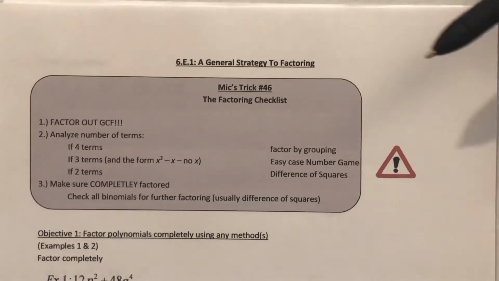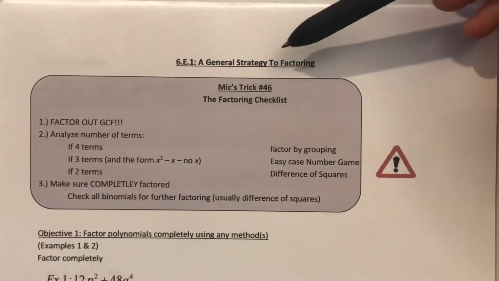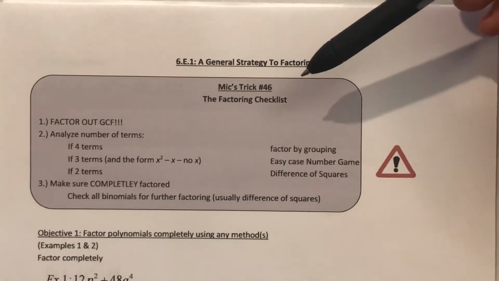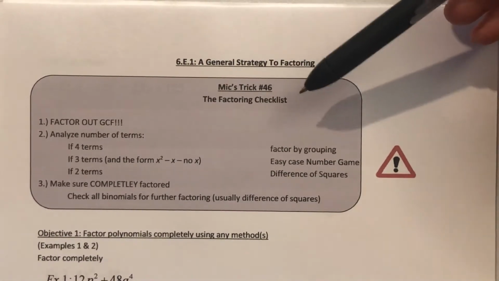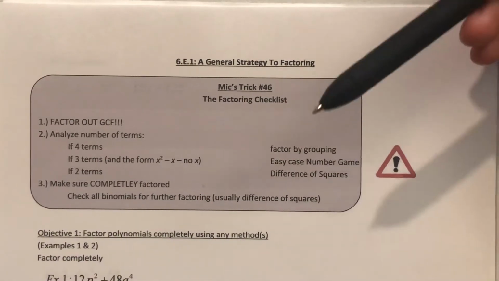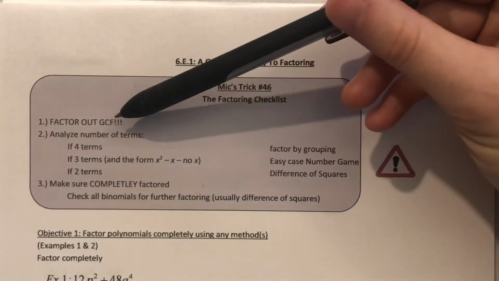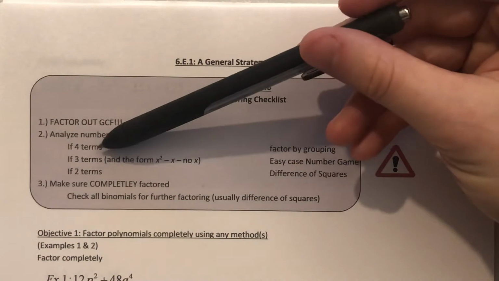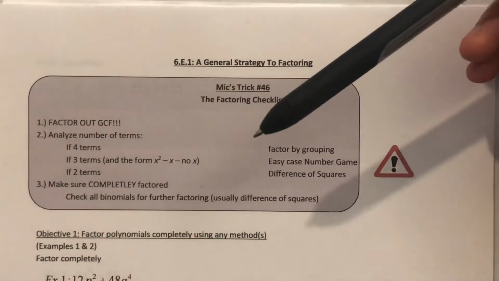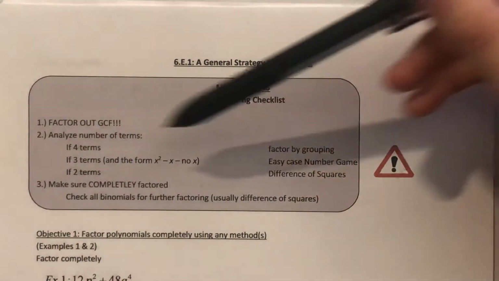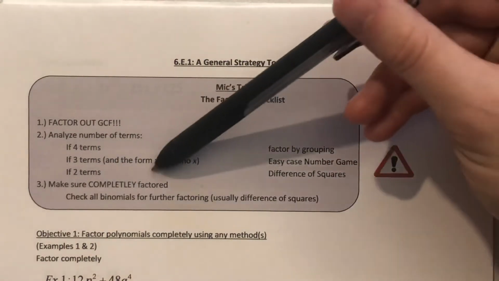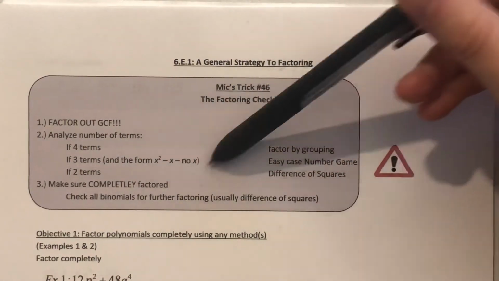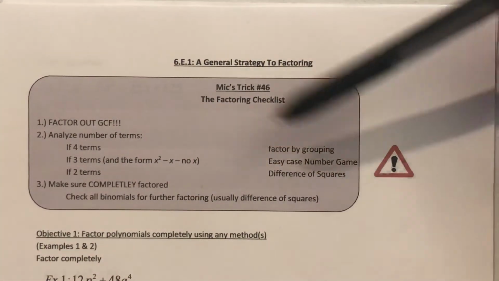So just a quick section I throw in to talk about the general strategy of factoring. No new tricks, no new rules necessarily, just kind of putting everything we've learned together. So reminder, first step GCF, then identifying what type of polynomial you're working with. If it's 4 terms, we try grouping. If it's 3 terms, and for right now, if it's that easy case, x squared, x, no x, we go with the easy case number game.